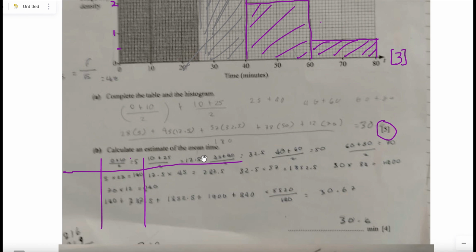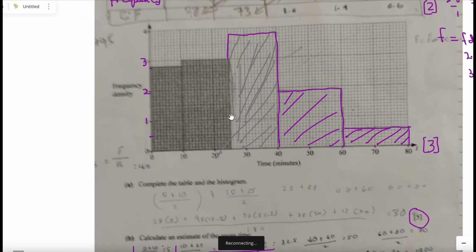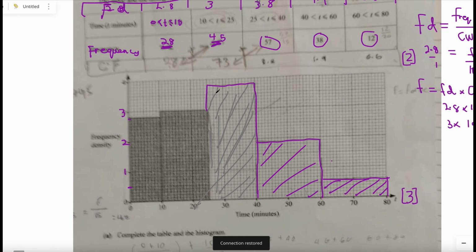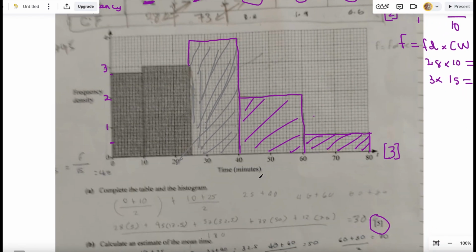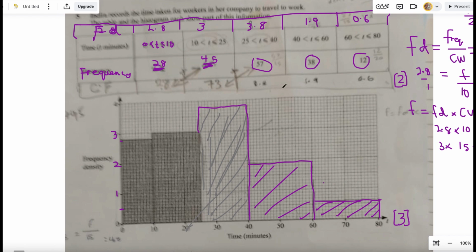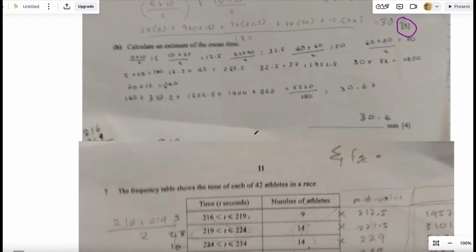Anyway, it says calculate an estimate of the mean time. For the mean of group data, we have to find the mid value, the middle value. Once we get the mid value, we multiply it with the frequency to get f of x. The mid values are called the values of x, and the frequency values are called the f values. So to find f of x, we multiply them. Now the group value is t, greater than 0 and less than or equal to 10. Let's begin to have them here.